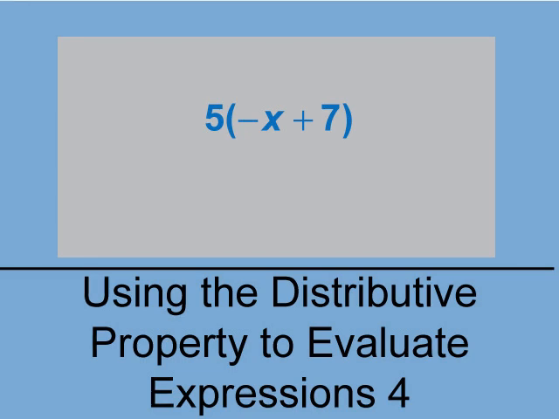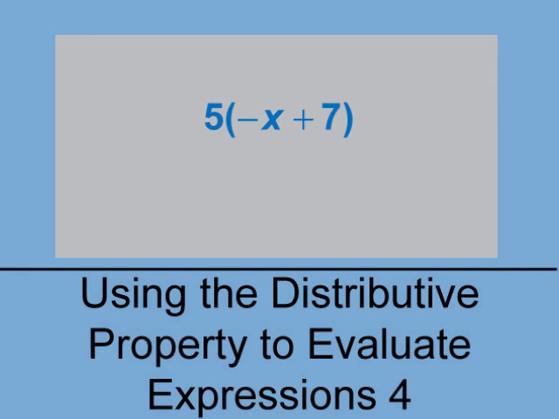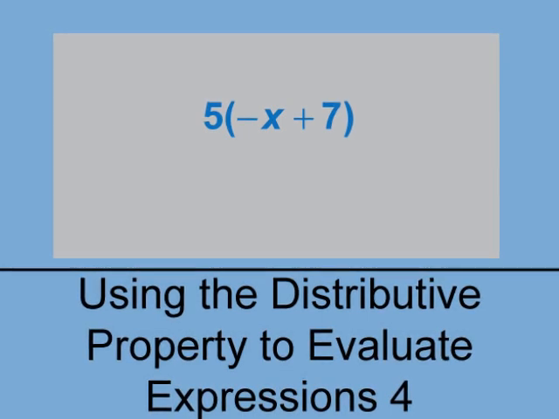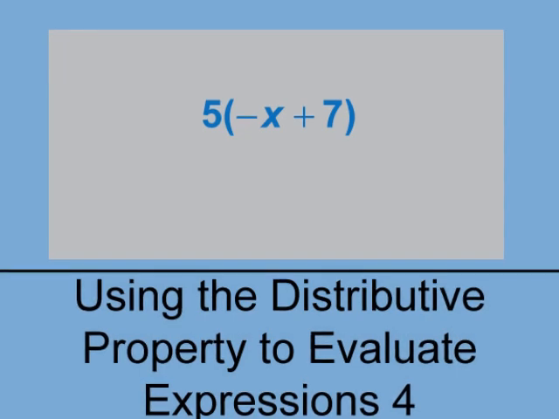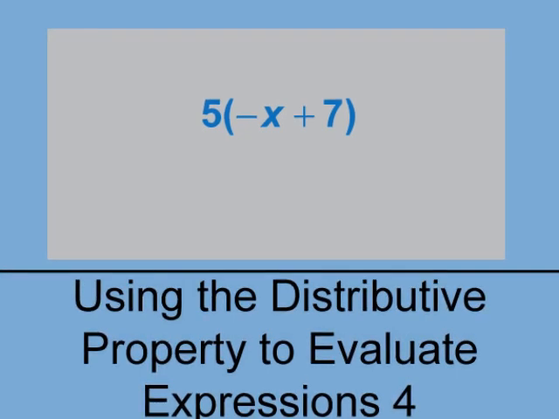The distributive property allows you to multiply a factor across multiple terms of an expression. In this video, we will look at the case where the constant terms a and b are positive, and the x term has a negative coefficient. Let's start with an example.